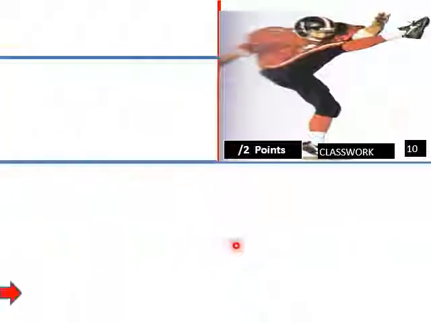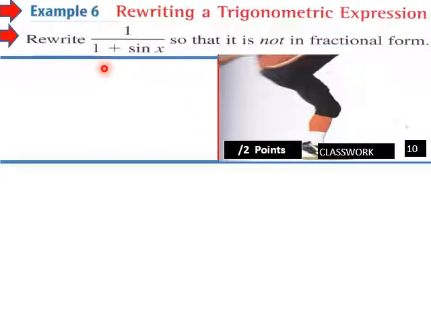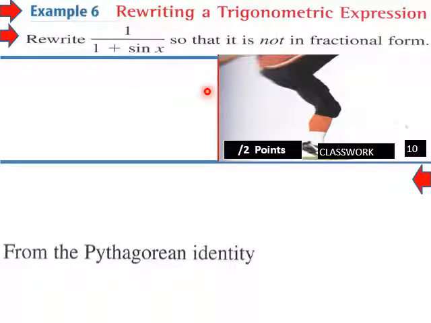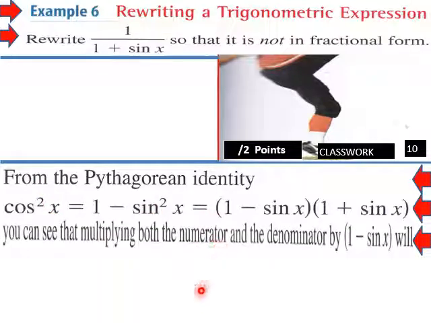Okay, onto another example here. Rewriting a trigonometric expression: rewrite 1 over 1 plus sine x so that it is not in fractional form. From the Pythagorean identity, we get cosine squared x equals 1 minus sine squared x, which equals 1 minus sine x times 1 plus sine x. So we know this is equal to cosine squared x here, 1 minus sine squared x.